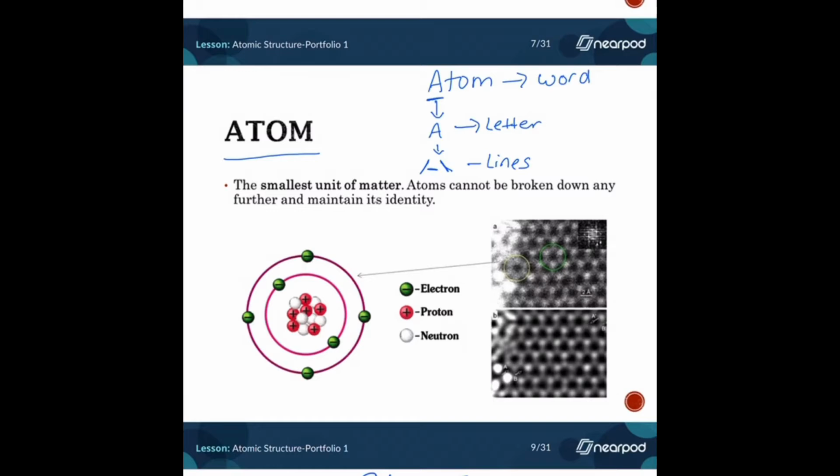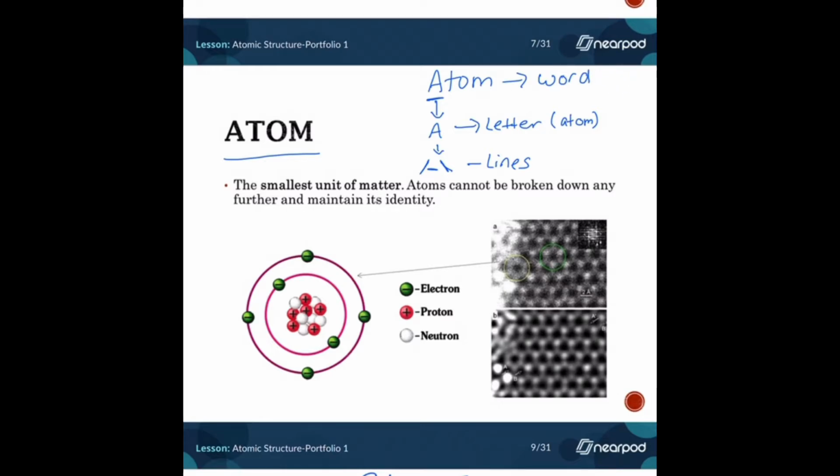Now, let's explain this in terms of the atom, right? So the atom is the smallest unit of matter, and atoms cannot be broken down any further and maintain their identity. Just as we have the word atom here that was broken down to a smaller bit, which would be this right here, would be our atom. The word here would be our element. I can't write any further, but you see what I'm trying to say. It would be my element, right?